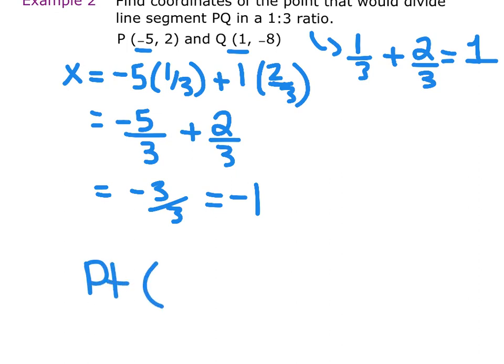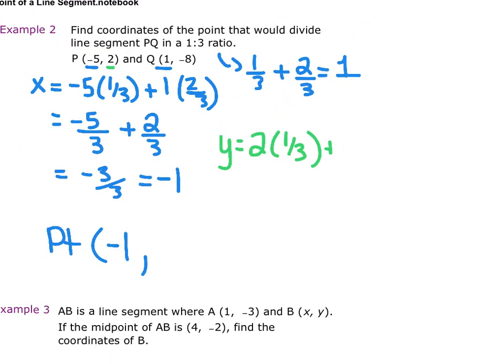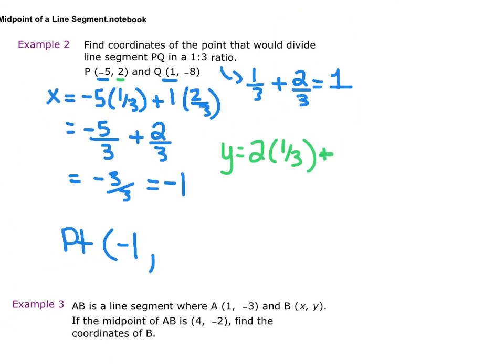So negative 1. And now let's work in a different color and we'll look at the y value. So again, keeping in the same order, if we want to find that new y value, we want 1/3 of 2 added to 2/3 of our other value, which is negative 8 in this situation.